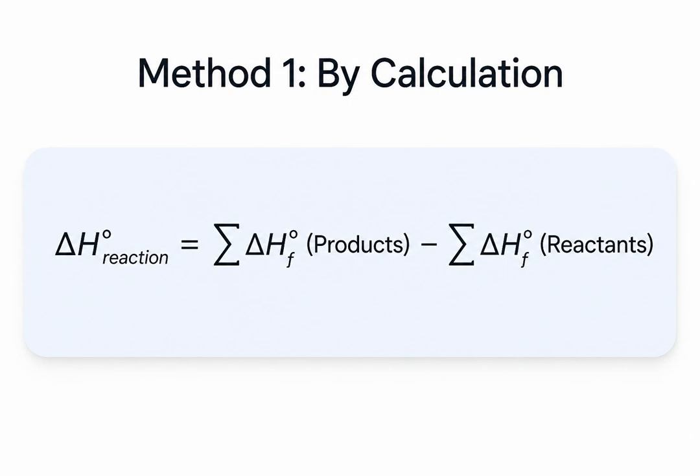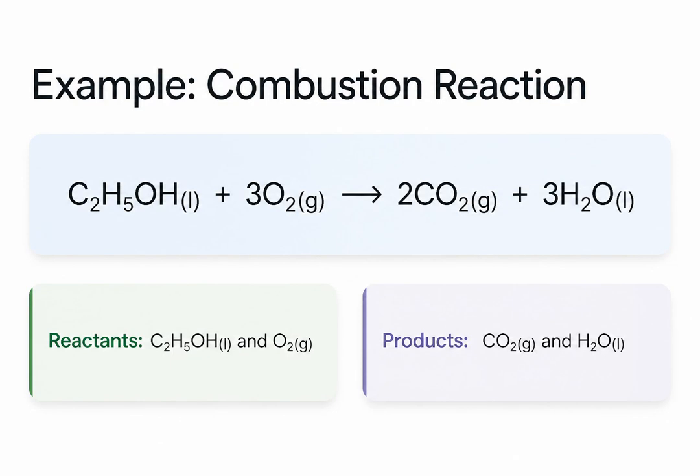To find the standard heat of any given reaction, we use a specific formula. We take the sum of the heats of formation of all our products, and from that, we subtract the sum of the heats of formation of all our reactants. It's a straightforward plug-and-play algebraic method. Let's apply this to an example question.